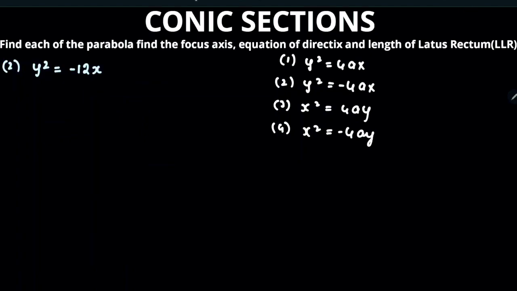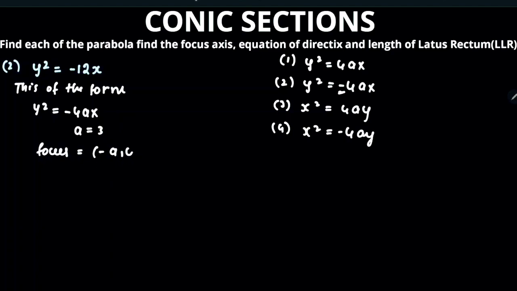So the next problem is y square is equal to minus 12x. So here you have minus, then in this 4, which of the form you have to choose? Yes, y square is equal to 4ax. You have to write, this is of the form y square is equal to minus 4ax. So you have to find a value. A value is, just divide 12 by 4, that is 3. So focus is equal to minus a comma 0. Here minus is there, so minus a comma 0, which is equal to minus 3 comma 0.